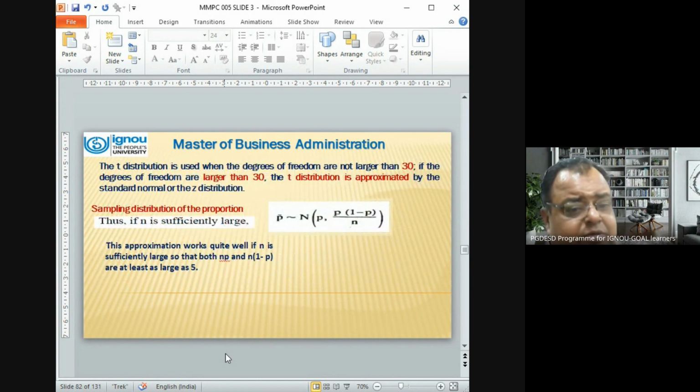The T distribution is used when the degrees of freedom are not larger than 30. If the degrees of freedom are larger than 30, then the T test is approximated by the standard normal or Z distribution.